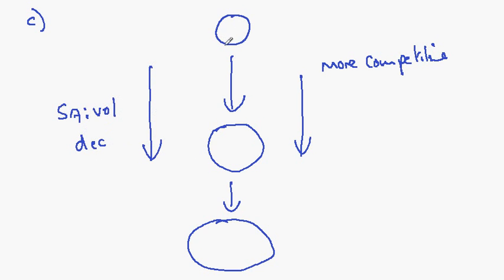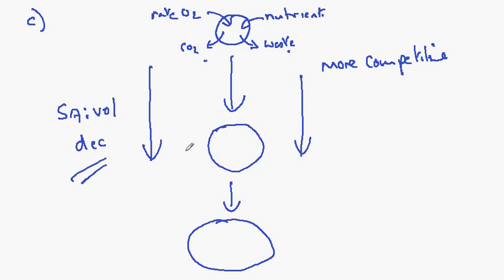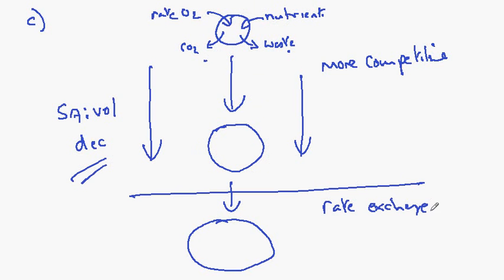Now, the cell requires things like nutrients going in, oxygen going in, perhaps carbon dioxide coming out, and waste molecules coming out, and the rate at which we take in oxygen, nutrient, carbon dioxide, and excrete waste is dependent on this ratio. So the question is, how big can a cell get before the rate of exchange becomes too slow?